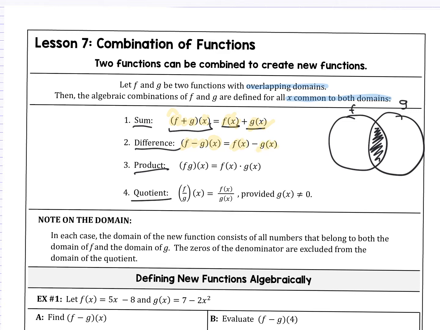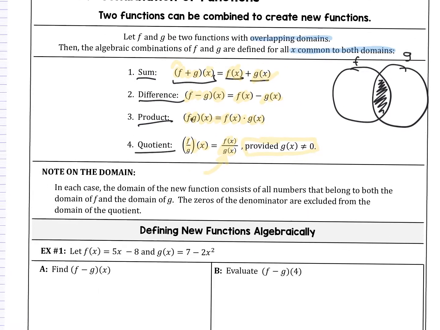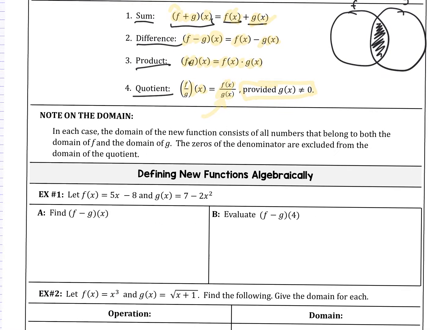The same thing can be done with the product and the quotient. We have f times g of x. Again, since f and g both have independent variables of x, you would have f of x times g of x. And then the quotient, f divided by g of x, would be f of x divided by g of x, as long as g of x is not equal to 0. Remember, g of x would not equal 0 because we are unable to divide by 0.